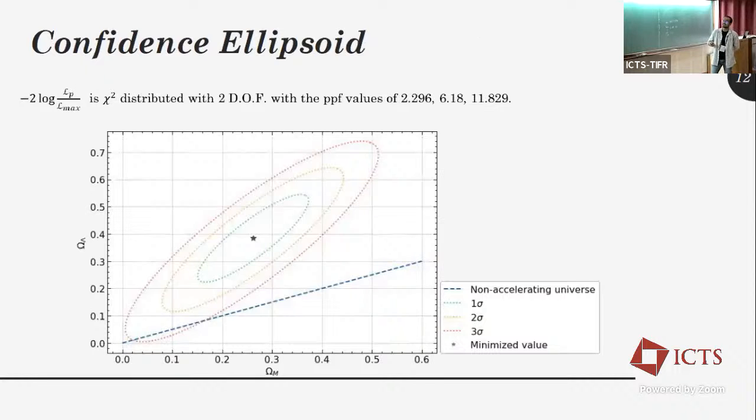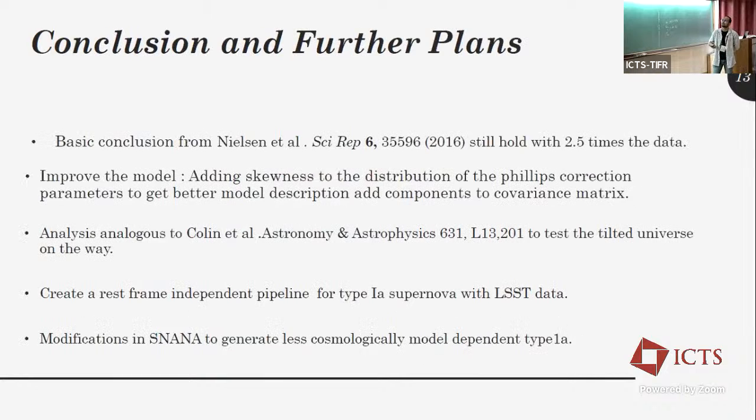So the estimated parameter was this, and I got these confidence ellipsoids. This is pretty far off from the current ΛCDM, but okay, it is the last slide. It is far off from the ΛCDM, but it agrees with the original paper which originally used this analysis, and they also got similar results. So the conclusion holds, and they had used the JLA analysis, while I have used the Pantheon plus.